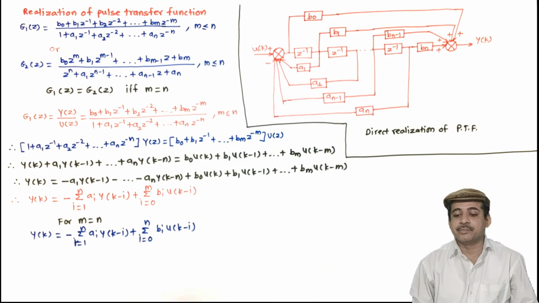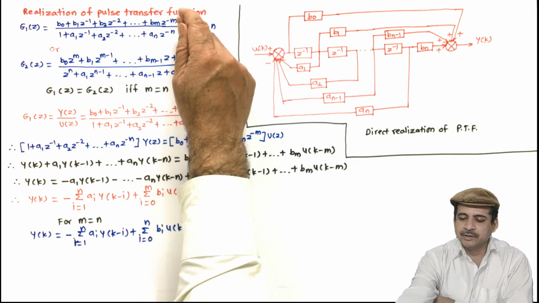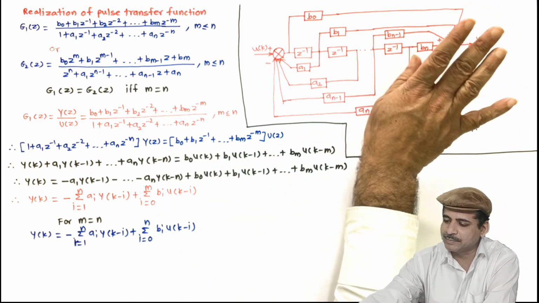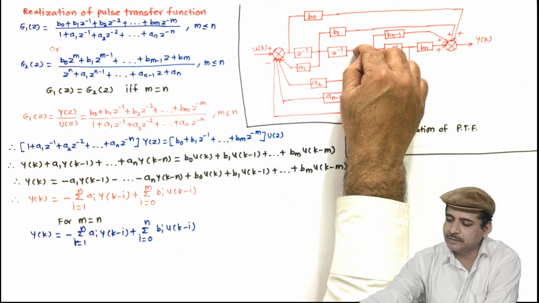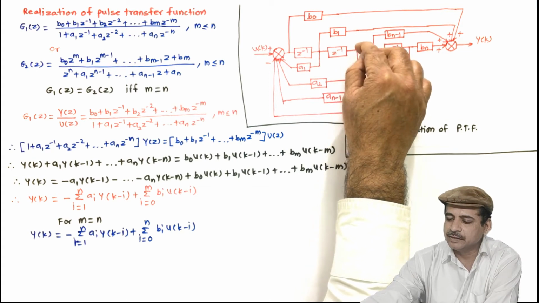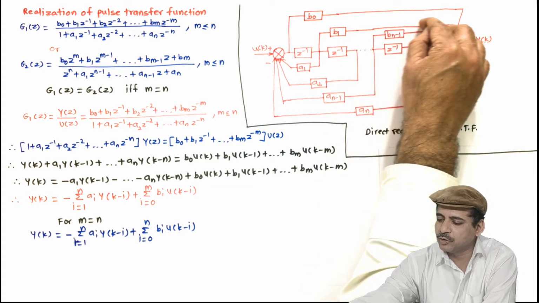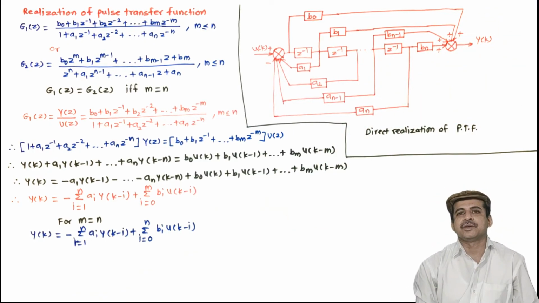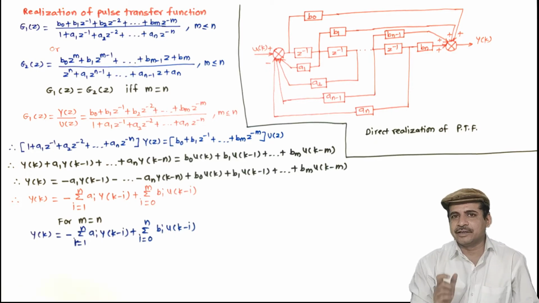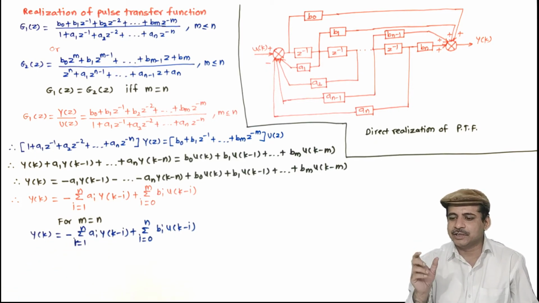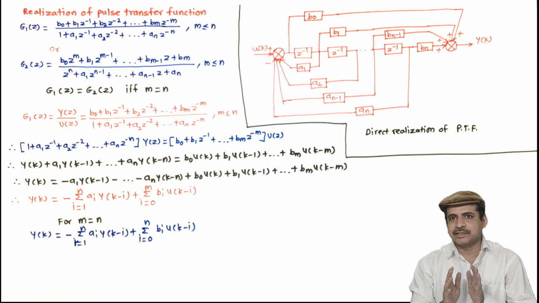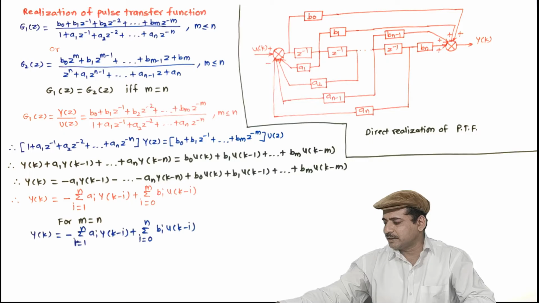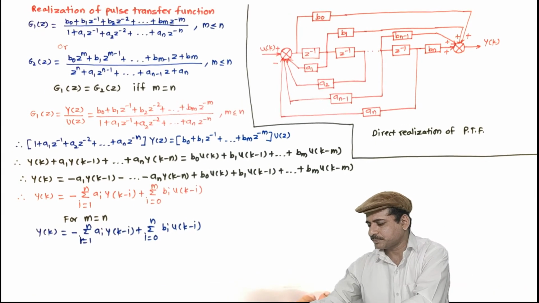So the same realization we are getting, but if here we have m less than n, then say for example m is coming here, then from here it will go to the output side, but thereafter there will not be any coefficient. So that you will understand while realizing a pulse transfer function using the direct realization. That means we solve some numerical examples. So let us solve the numerical examples on this concept.